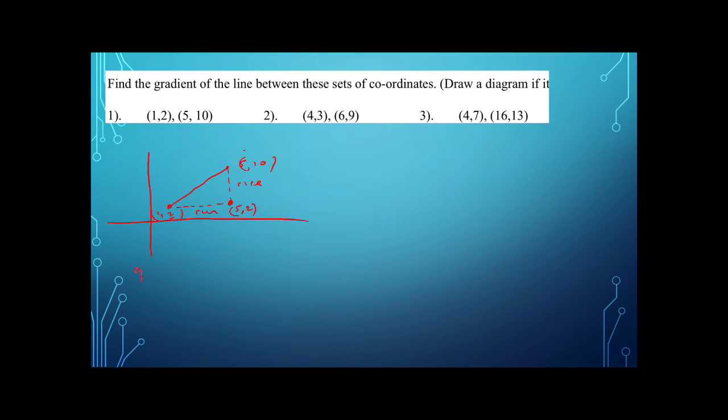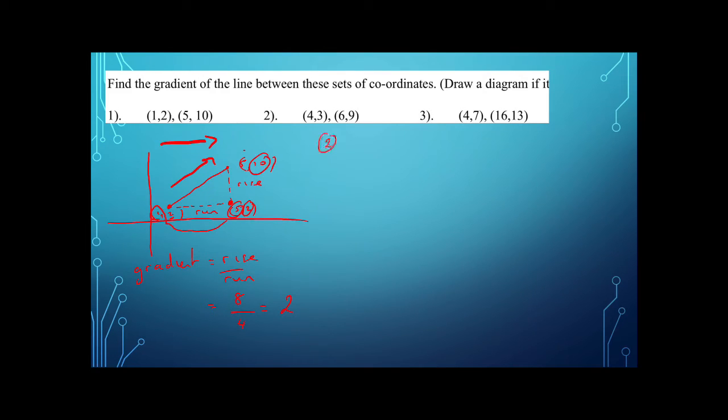So the gradient, which is the rise over the run, now that goes from 2 to 10, so that's a difference of 8. And the run, which is the change in the x values, is the difference between 5 and 1, which is 4, and the gradient is 2. And we also know that the gradient is positive because as we go from left to right, the line is going upwards.